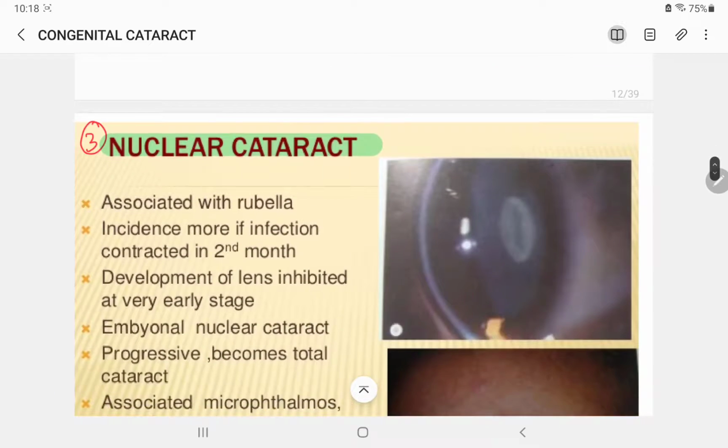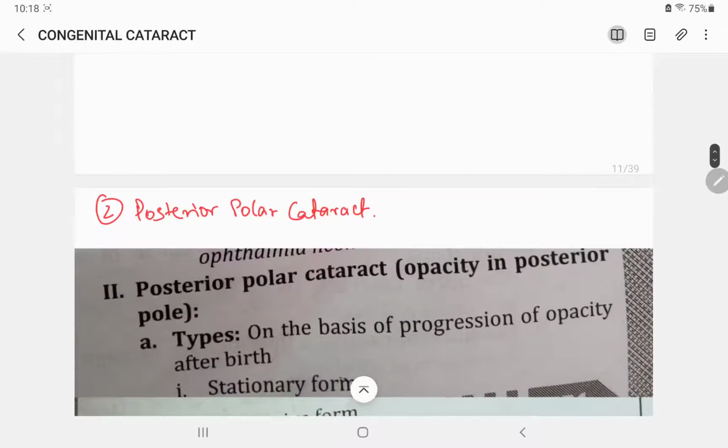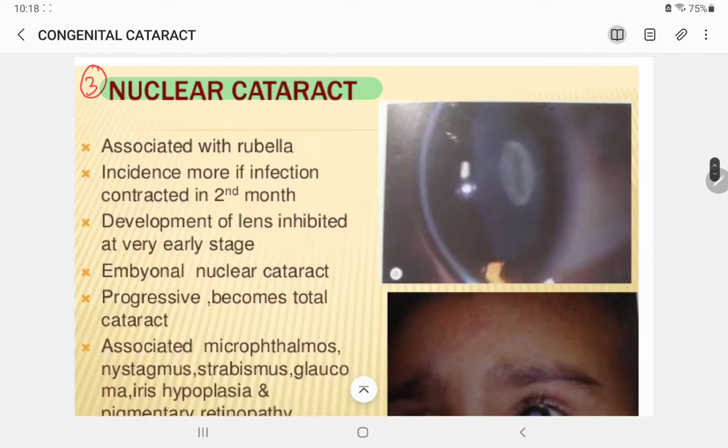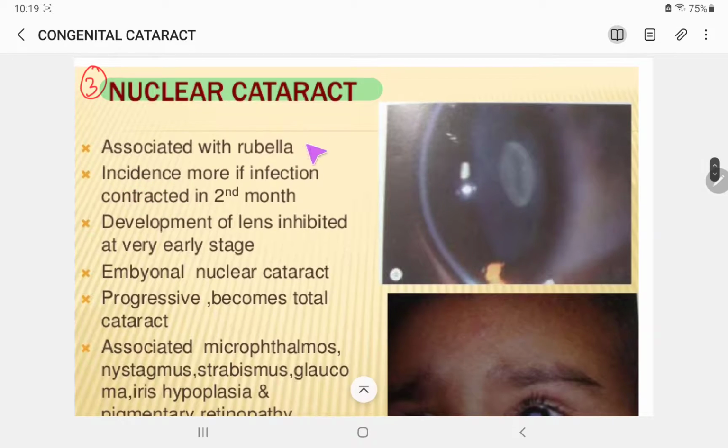So now moving on: first we were in the capsule and then into the pole. Now we are into the nucleus of the lens. So nuclear cataract is associated with rubella, maternal infection. The pediatric age group is more affected, and there is more incidence of nuclear cataract if the infection is contracted in the second month.